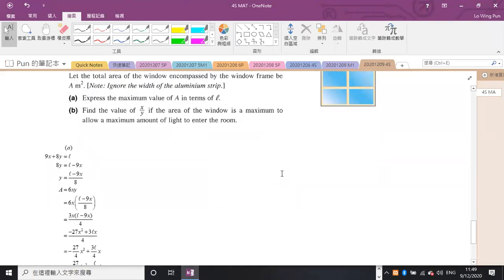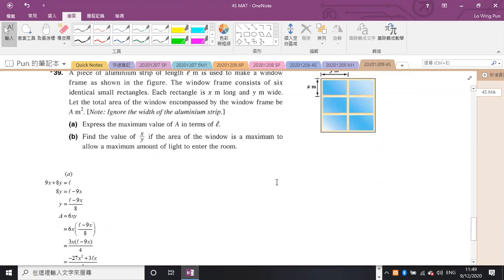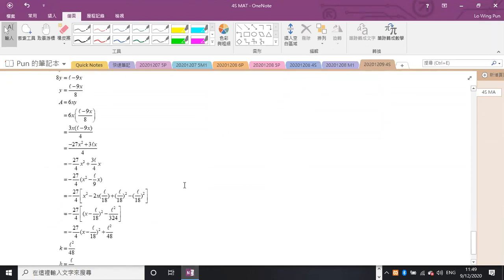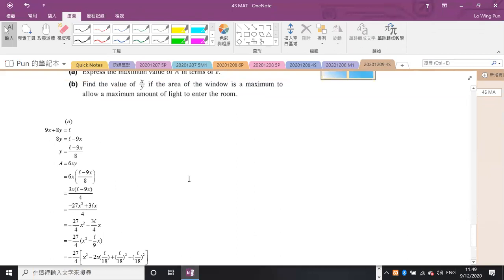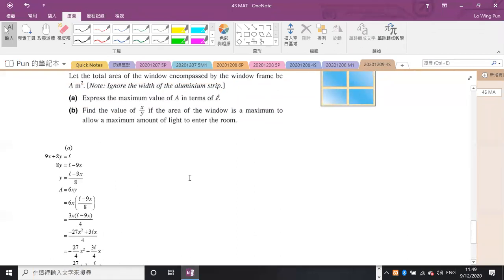Part B, find the value of x over y if the area of the window is a maximum to allow a maximum amount of light to enter the room. Okay, area of the window is a maximum. That is the A is maximum. When A is maximum, then we are going to find the ratio of x to y.